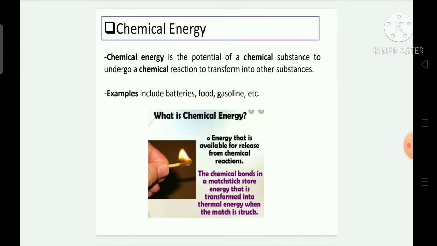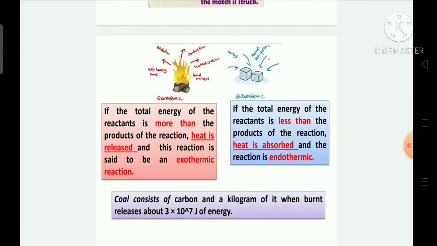And the energy which is available for release from chemical reactions: if the total energy of the reactants is more than that of the products and heat is released, these reactions are said to be exothermic reactions. And if the total energy of the reactants is less than that of the products and heat is absorbed, these kinds of reactions are considered endothermic reactions.